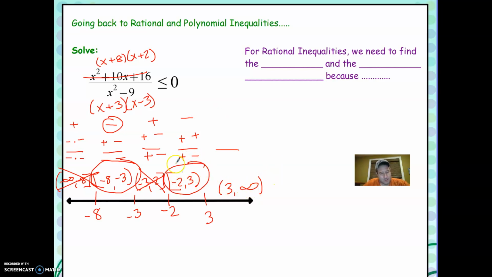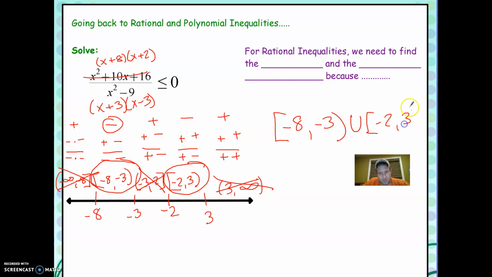And then last one to test, 4. So that's positive, positive, positive, positive. A positive divided by a positive is a positive. Therefore, this is not a part of our solution. So it looks like we have 2 intervals of time when it's going to be greater than or equal to 0. And that's when it's from -8 to -3, or, of course, it's not going to let me just press back. All right, let's try that again. Or union of -2 to 3.